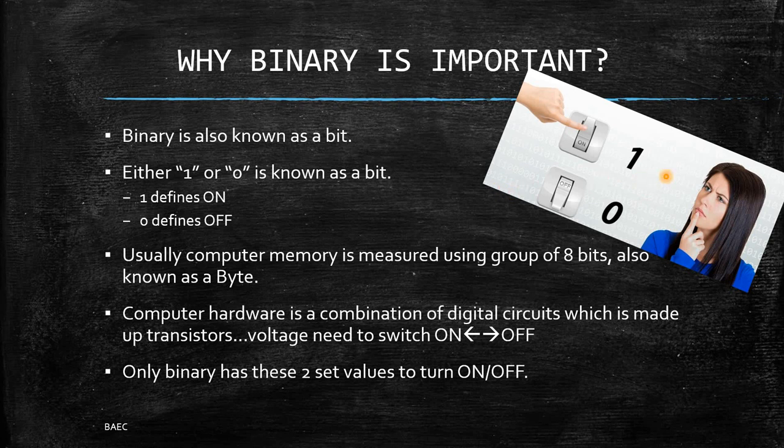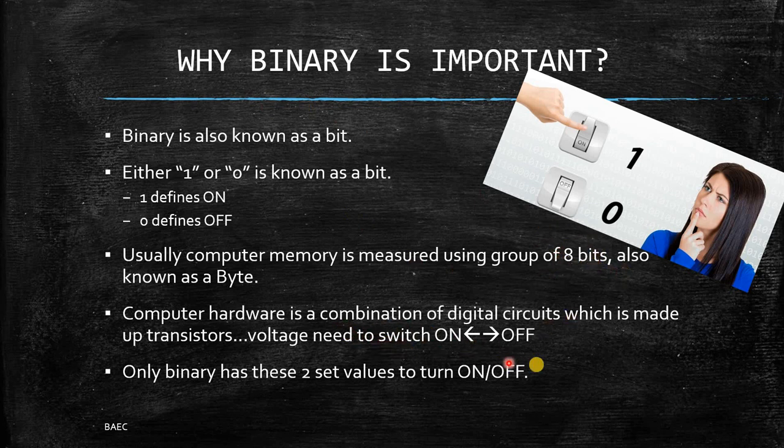Usually computer memory is measured. You all know that you have an 8 GB pen drive or 16 GB pen drive or a 500 GB hard drive. Those things you are learning in GBs and MBs. But the very basic computer measurement starts from a bit. Usually computer memory is measured using groups of 8 bits. The 8 bits is also known as a byte. It starts from there: byte, kilobyte, megabyte, gigabyte, terabyte, and it will go on. So a group of bits, usually 8 bits, is known as 1 byte.